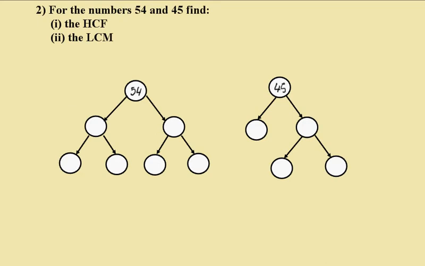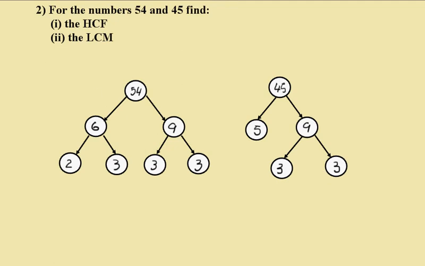Alright, okay, so I've broken it up this way. I've made that one a 6 there, and that one a 9, because 6 times 9 gives me 54. 6 breaks down to 2 and 3, and 9 breaks down to 3 and 3. 45 breaks down to 5 and 9, and that breaks down to 3 and 3.